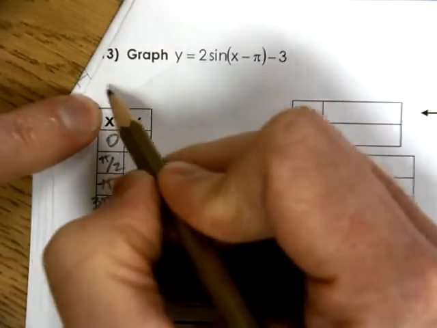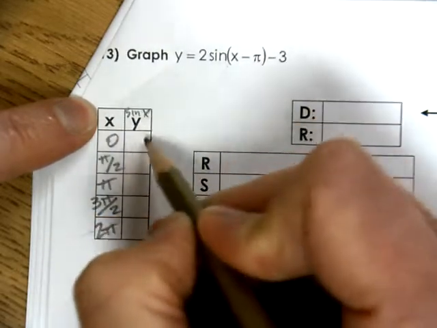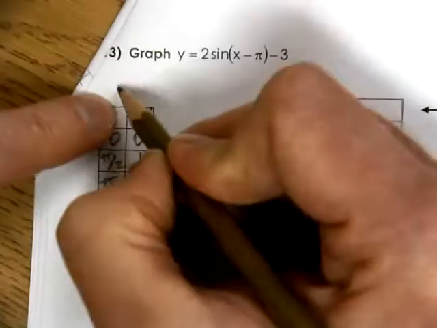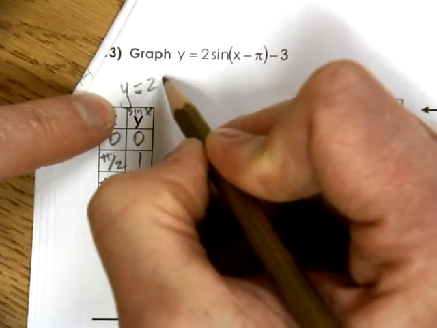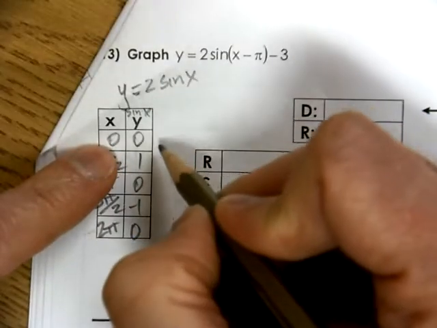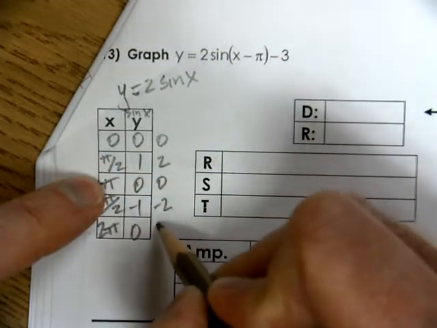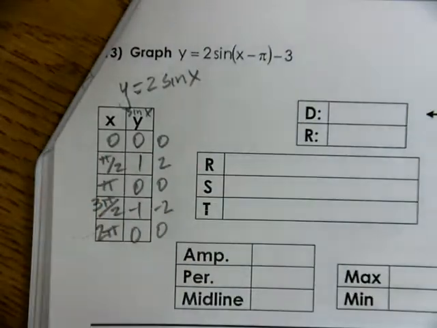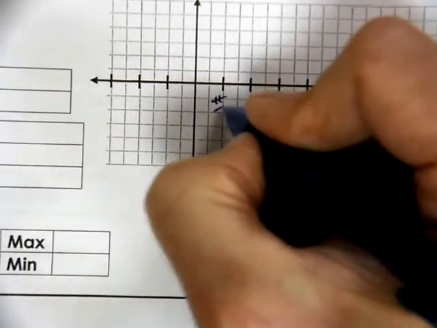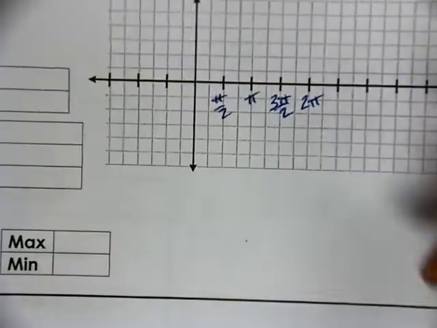We're going to work with, this first one would be sine of x, which is 0, 1, 0, negative 1, and 0. And then we'll do the equation 2 times the sine of x, which is multiplying those by 2, by the a value. So now we can come over, we can put our pi over 2, pi, 3 pi over 2, and 2 pi.